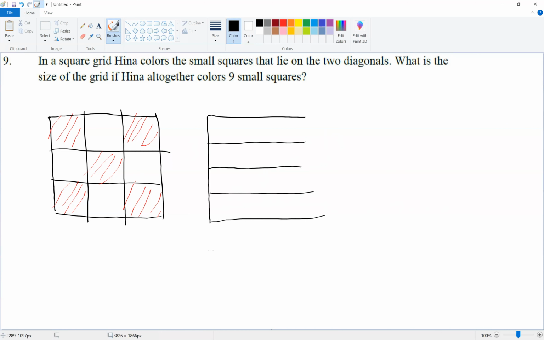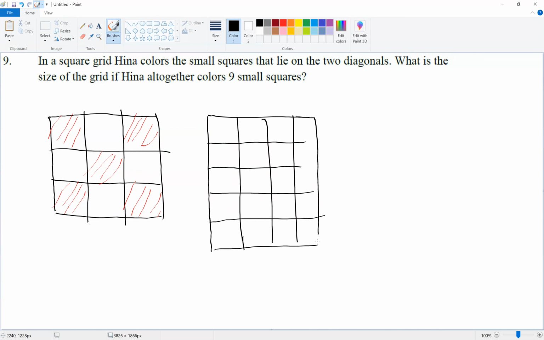Maybe 5 by 5. 1, 2, 3, 4, 5. So now we'll color 1, 2, 3, 4, 5, 6, 7, 8, 9. What is the size of the grid? So 5 by 5.